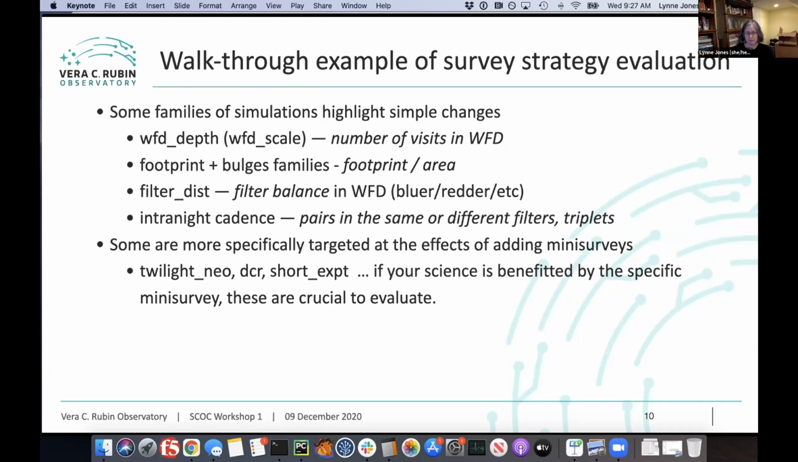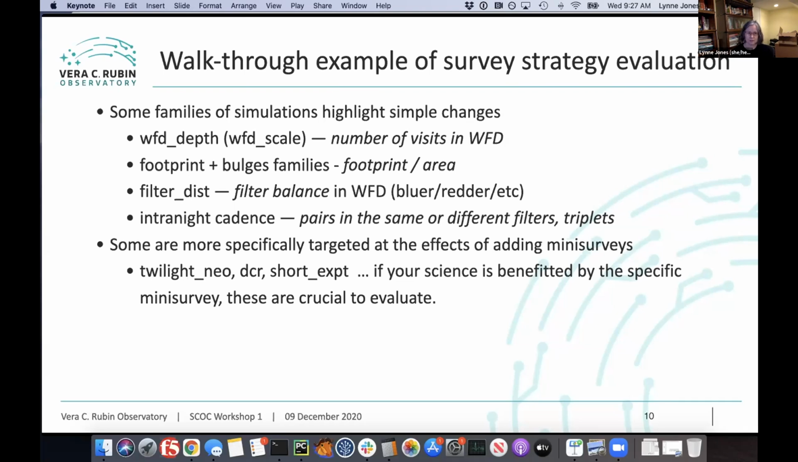So if your science is benefited by these specific mini surveys, these are crucial to evaluate and see that they actually boosted your science. If you don't think they should benefit your science, they're still useful to evaluate because sometimes those visits are taking away time from the main survey. So the short exposure survey, if a 1 or 5 second exposure is not useful for your science, it's still taking up time on the telescope. So you would want to see how much that survey is changing the performance of my metric.